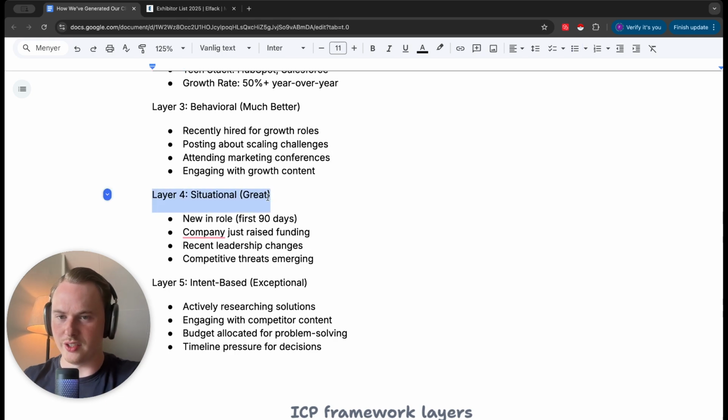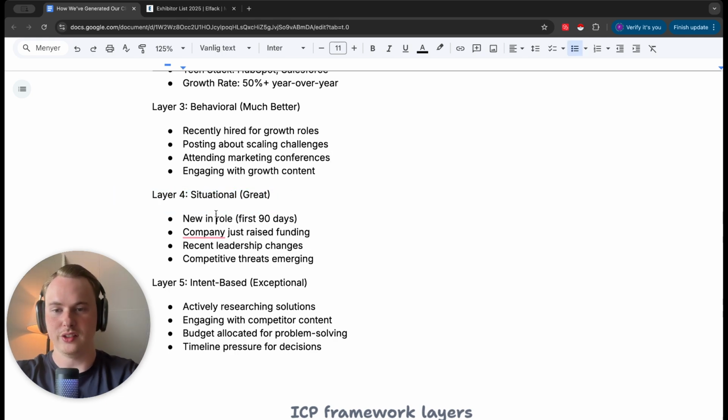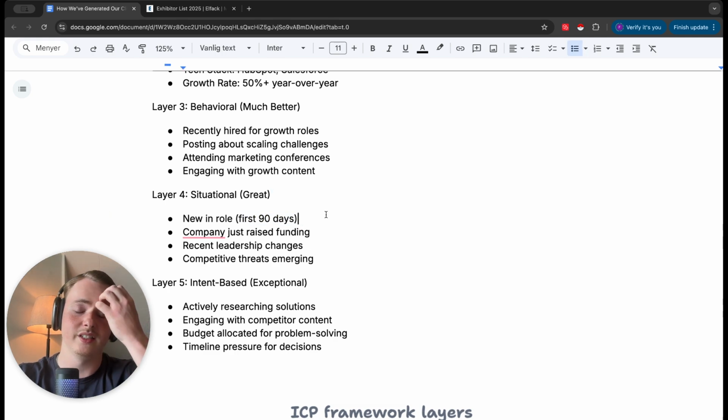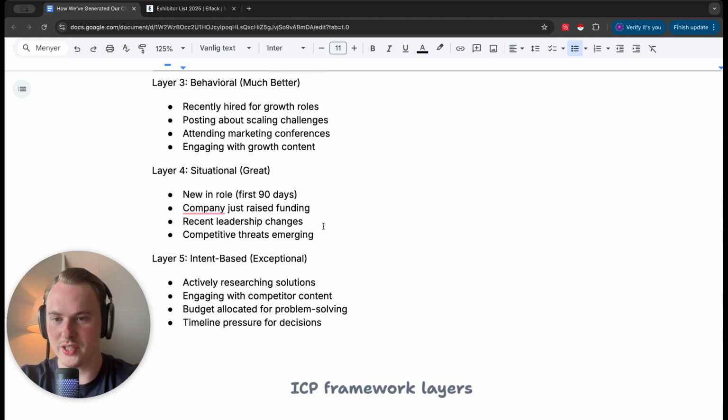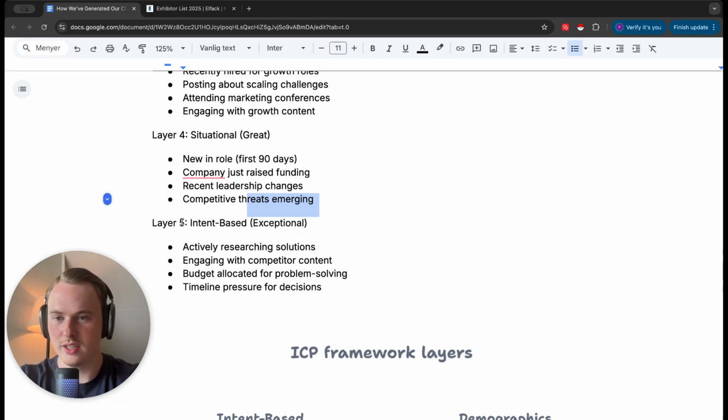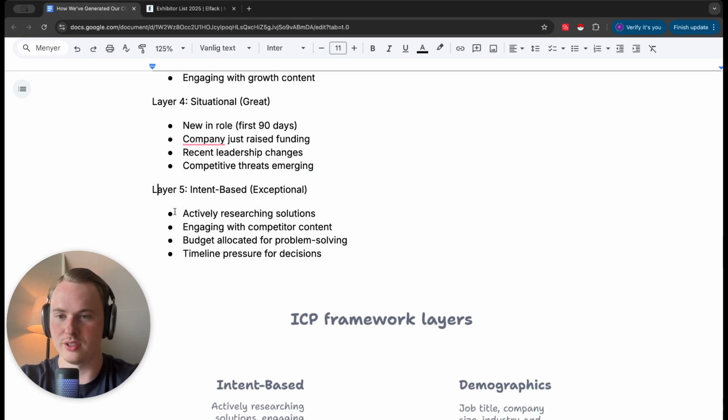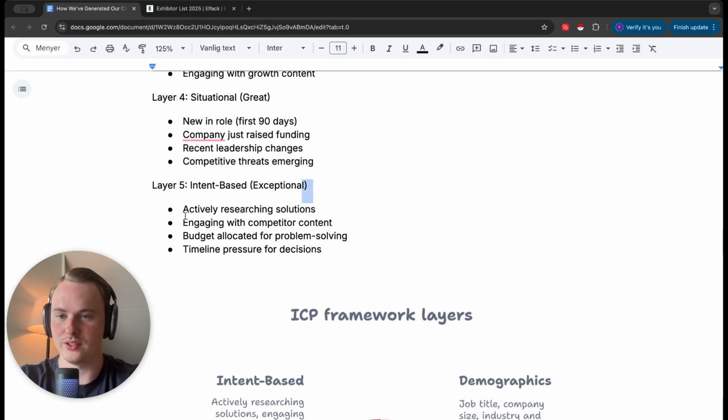So layer 4 is the situational. This is great. These can be prospects who are new in role, in their first 90 days, for example. That's usually the limit. If they joined more than 90 days ago, it's not as relevant. So I'd filter for if they recently joined the company within the first 90 days. Company just raised funding, recent leadership changes, competitive threats emerging. Layer 5, intent-based, exceptional: actively researching solutions, engaging with competitive content, budget allocated for problem solving, timeline pressure for decisions.